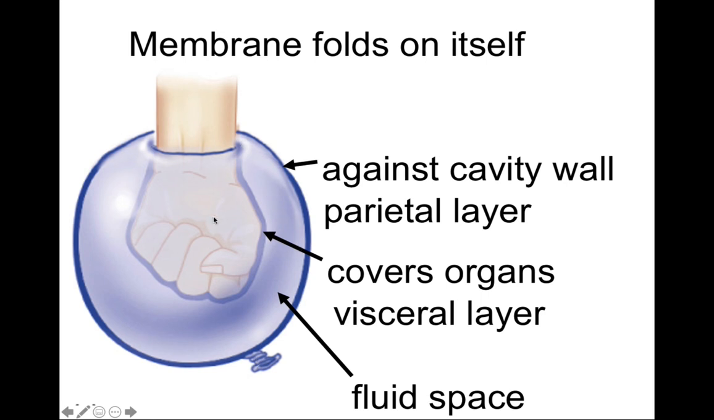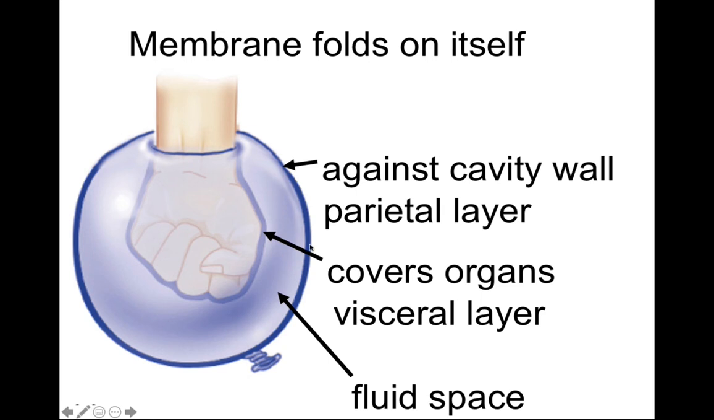As you can see, the fist that's impressed into this balloon is going to give rise to a second layer, which is known as the visceral layer of that serous membrane. So there's actually two layers. There's a parietal layer, which can be found out here, and then we're going to have a visceral layer, which is found on the inside. Every serous membrane is going to have a parietal layer and a visceral layer. And between those two layers, we're going to have some type of space that contains the serous fluid.